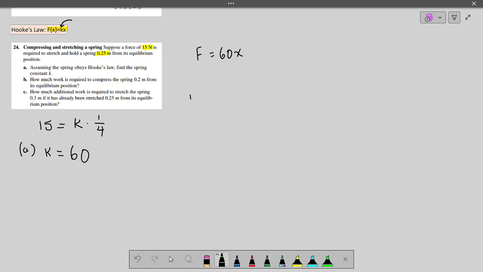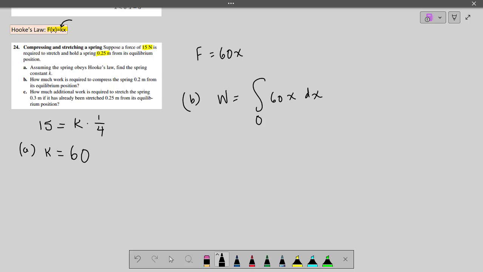So we want to find the work. Well, we're going to integrate the force function. There's our force function. And it says from equilibrium, so we're starting at 0, we want to compress it 0.2 meters. So what should that upper limit of integration be if we're compressing? 1/5. So we're going to go to 1/5, but we're compressing.